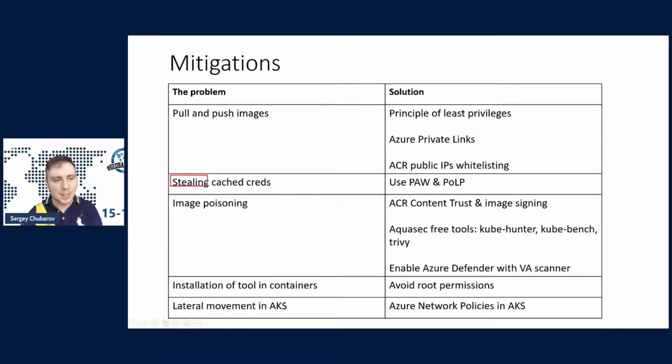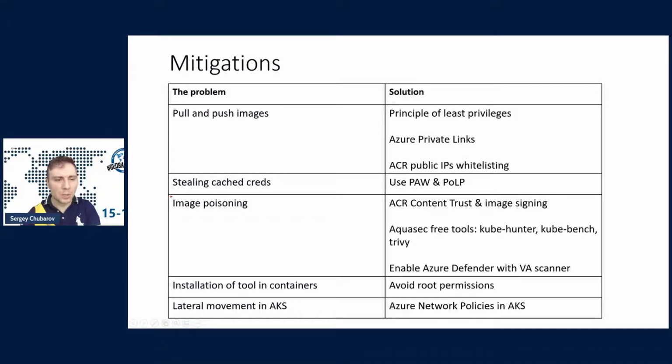Next one, when I install credentials, the recommendation is the same as I gave you yesterday. You may use a separate workstation or PAW to administer Kubernetes, and this workstation must be much better protected than a regular workstation. And also the principle of least privilege. Even if someone steals a token, this token should not give all the keys to the kingdom.